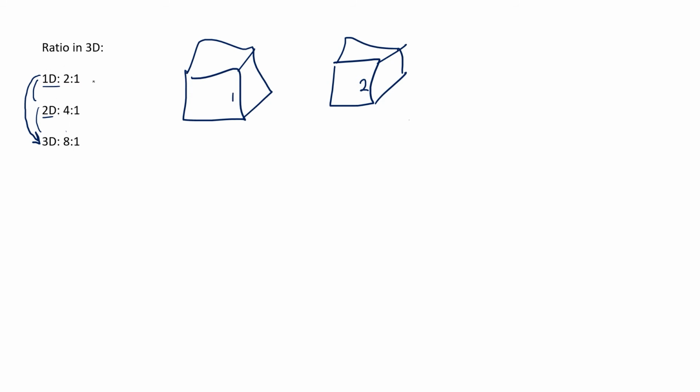Because this will be given in units, this will be given in units squared, and this is given in units cubed, volume is. So to find the three-dimensional ratio, you cube both sides of this ratio, and you'll get 8 to 1. And if we look here, this volume is going to be 1 times 1 times 1, so it's 1. And this will be 2 times 2 times 2 is 8.